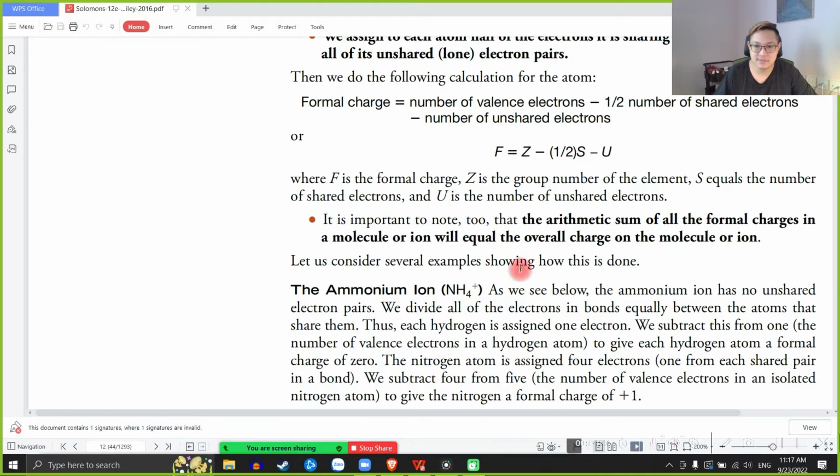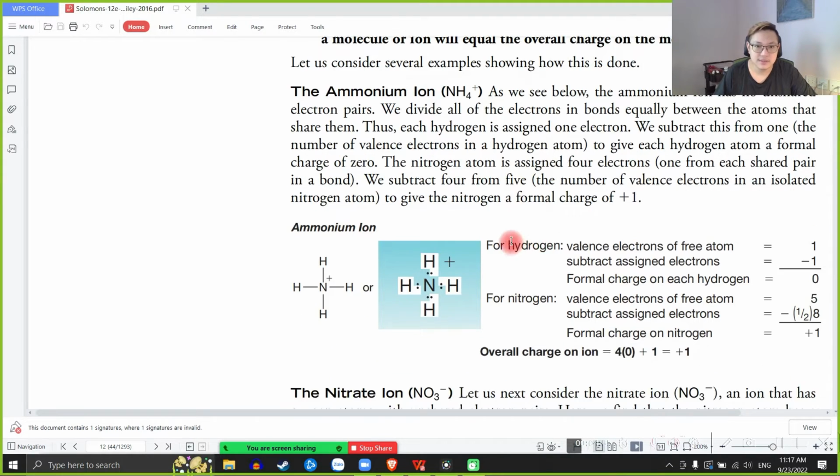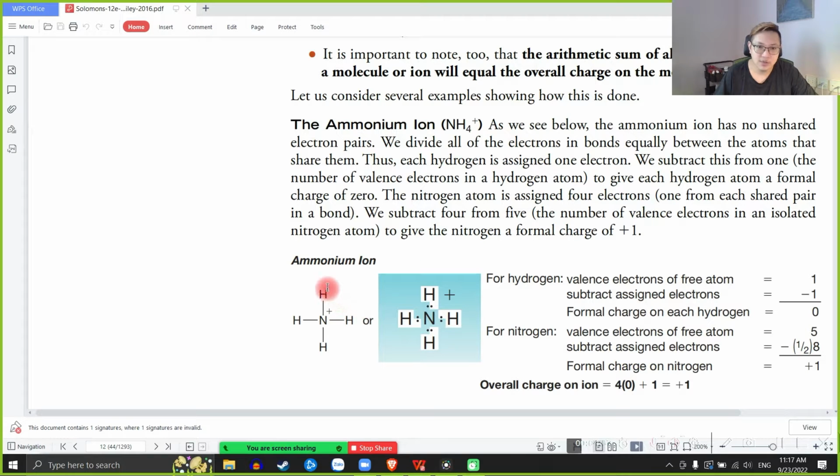Let's consider several examples to show how it's done. The ammonium ion, NH4 plus. This is one of the simplest examples. So you can see here, ammonium ion NH4 plus. In here, you can see that nitrogen's everything is shared. It doesn't have any lone pairs at all, right? So no unshared electron pairs in this case.